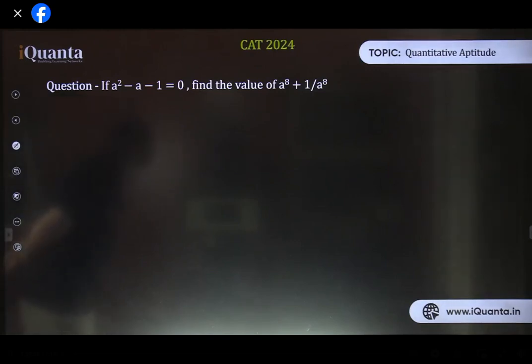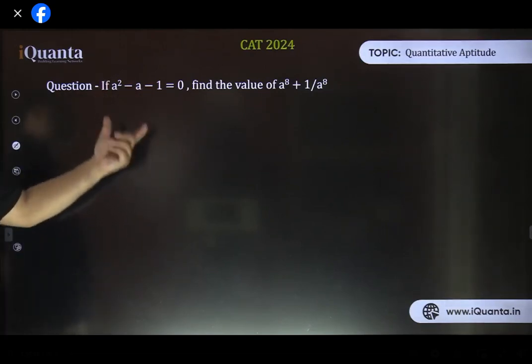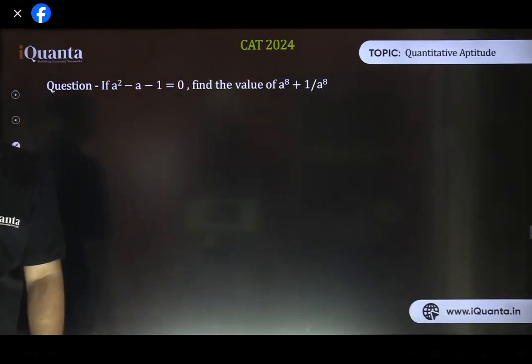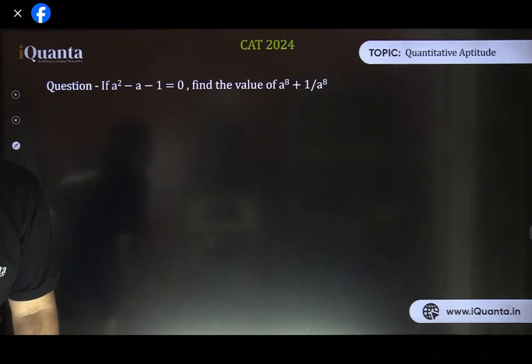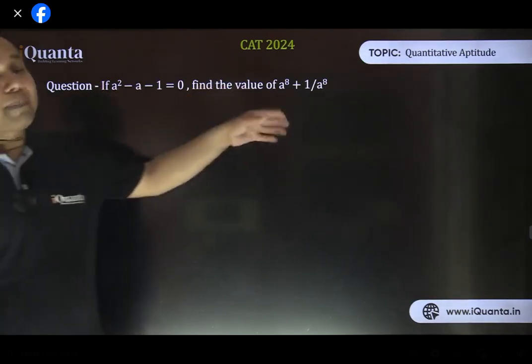Okay, I think we can solve it together. Maybe some of you have already started to solve it. Can we find the value of a from this quadratic equation and then substitute there? Will that be a good approach? I don't think so. No, that is not a good idea, to find the value of a and then substitute in a power 8, right? That won't be a good idea.